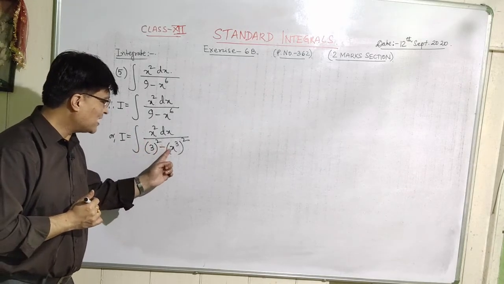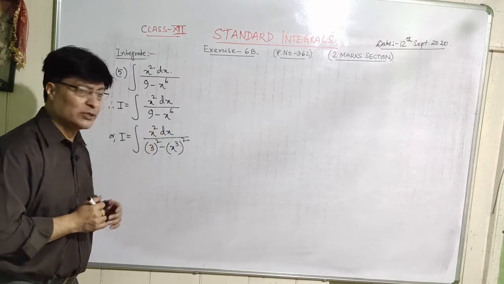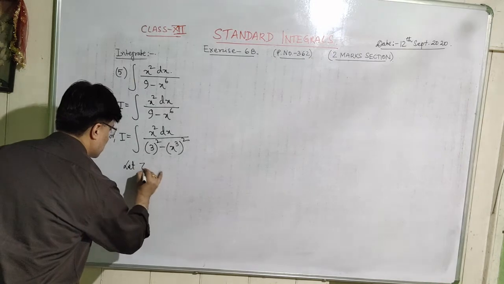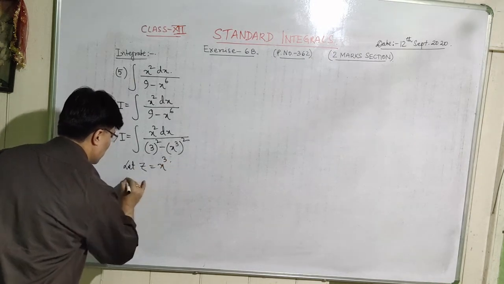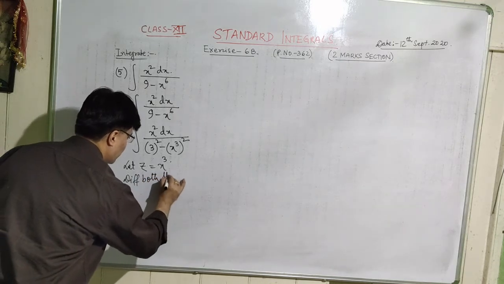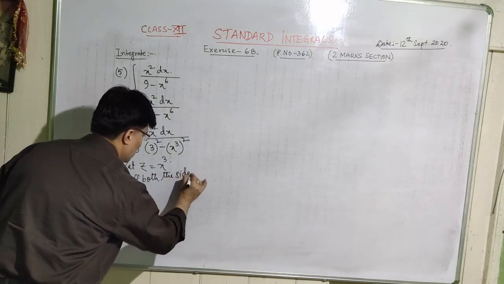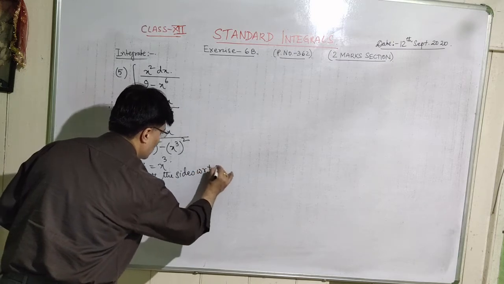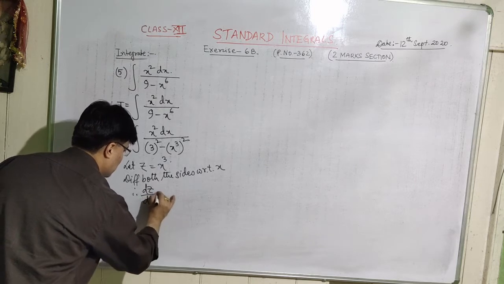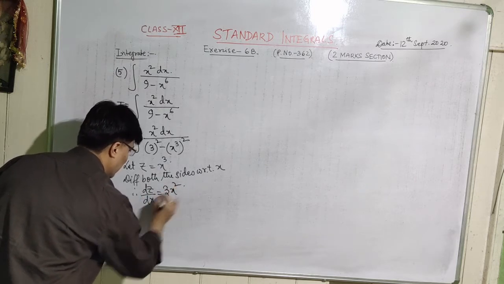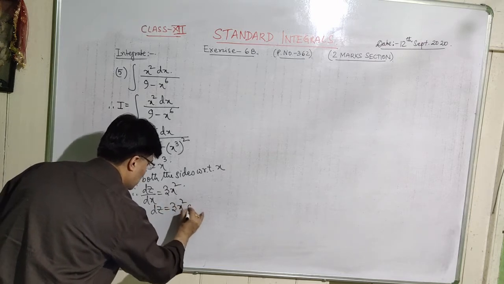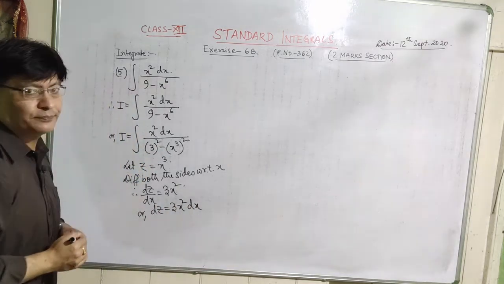So now first of all we have to use the method of substitution. So let us put z is equal to x cube, so that this differentiation is 3x square. Okay, so let z is equal to x cube. So differentiating both the sides with respect to x, it is dz by dx is equal to 3x square. Now cross multiply. What is dz is equal to? It is 3x square dx.